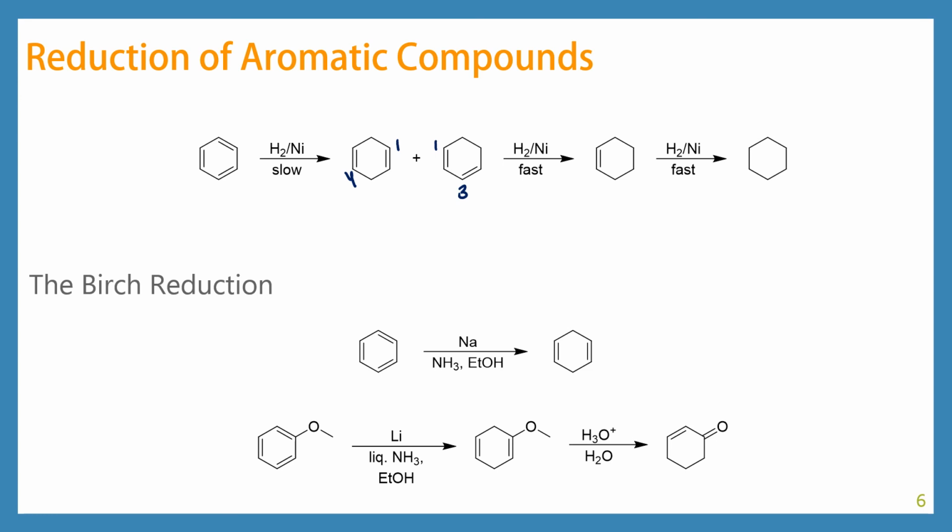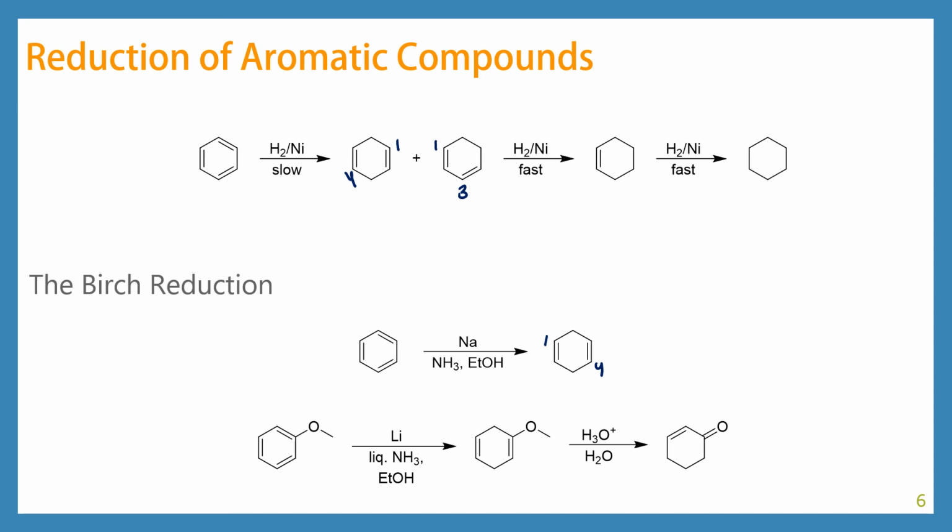So the Birch reduction is a very specific set of reagents. You're going to use either sodium or lithium metal. Notice these are not ions. And you use ammonia. You might also see it written out as liquid ammonia. That just indicates that it's concentrated. And ethanol. And what you get from this is explicitly the 1,4 cyclohexadiene.